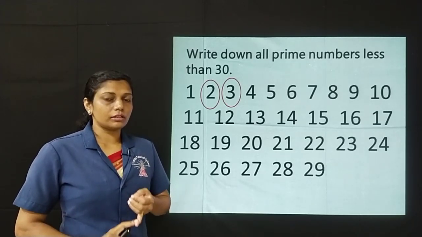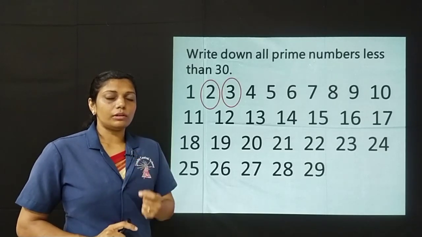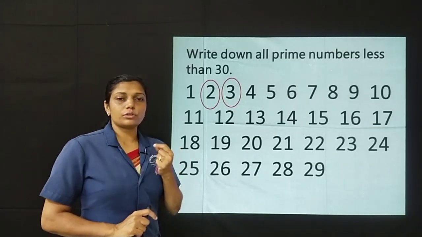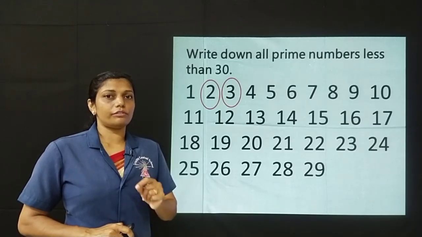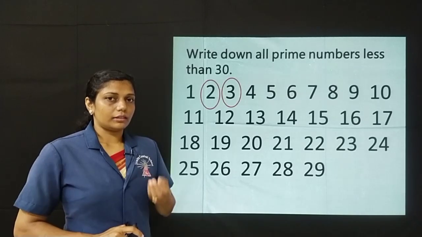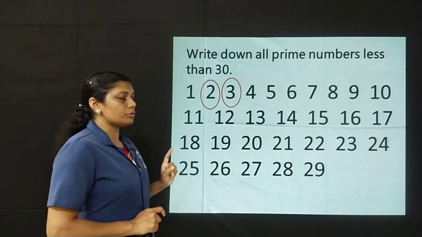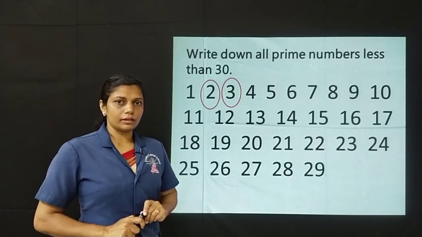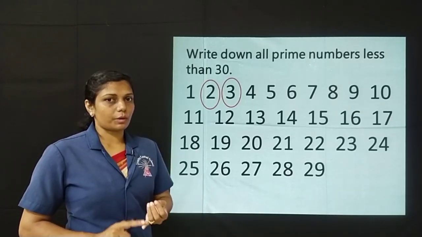Remember one thing, children, even numbers cannot be prime numbers. The only even number which is prime is 2. Other than 2, no other even numbers can be prime because they are always divisible by 2. So more than 2 factors will be there. That is the reason even numbers are not prime numbers. Only 2 is a prime number which is even. Clear?